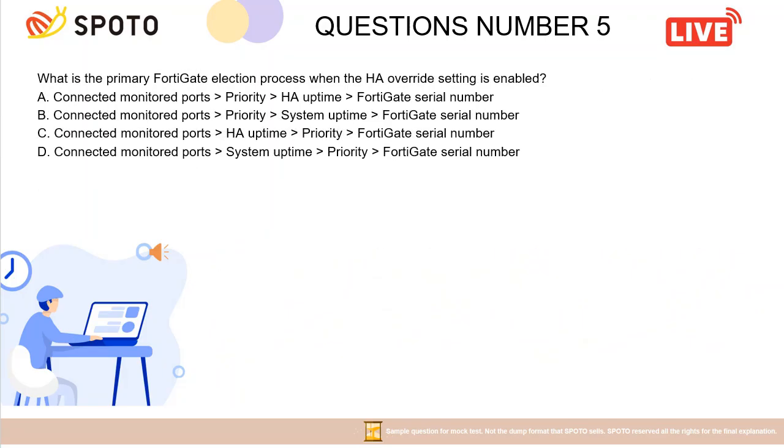Question 5. What is the primary FortiGate election process when the HA override setting is enabled? A. Connected monitored ports, priority, HA uptime, FortiGate serial number. B. Connected monitored ports, priority, system uptime, FortiGate serial number. C. Connected monitored ports, HA uptime, priority, FortiGate serial number. D. Connected monitored ports, system uptime, priority, FortiGate serial number. You have 15 seconds to answer.